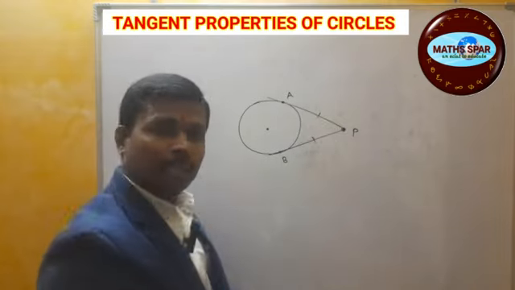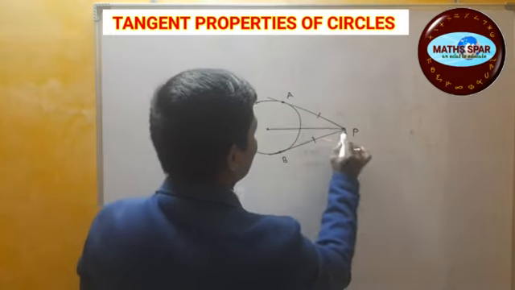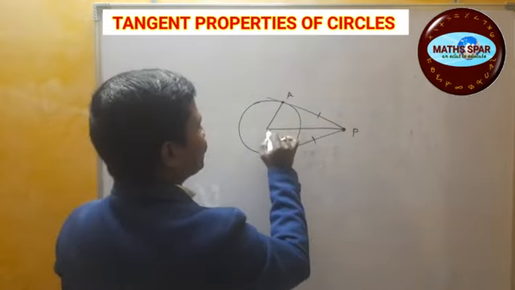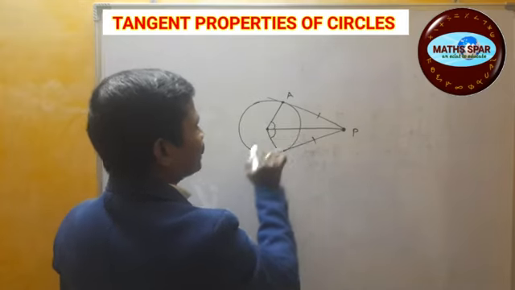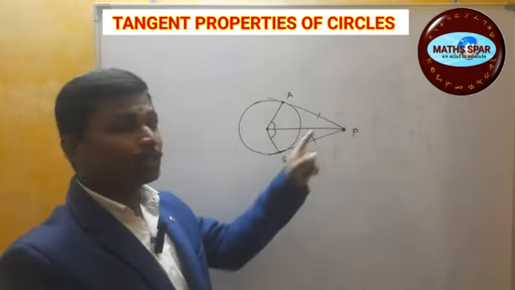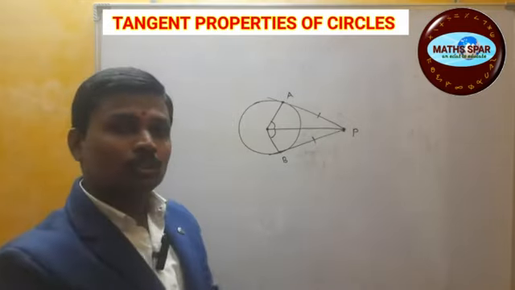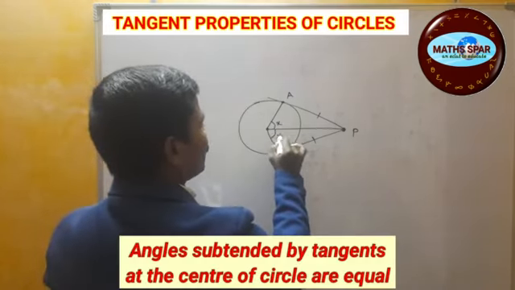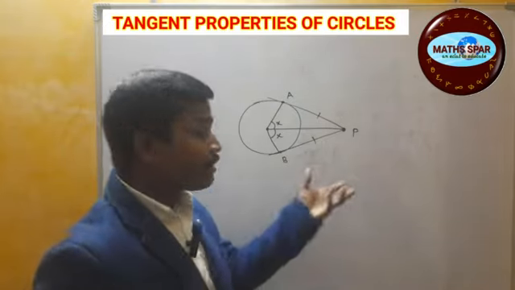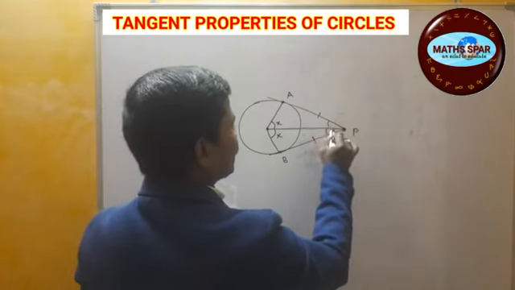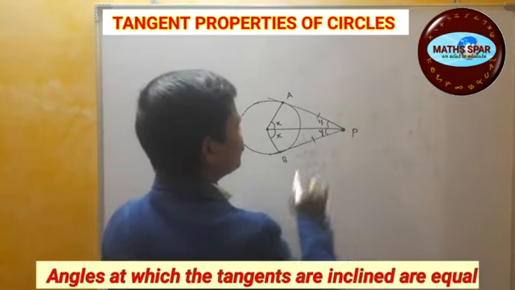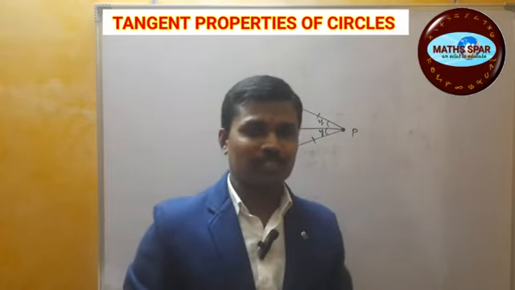Both the tangents will be equal, and the angles which are formed at the center with respect to the line segment from the center of the circle to the external point are equal, and the angles at which the tangents are inclined onto the circle will also be equal. How do we prove this? Let us have a look at the proof.